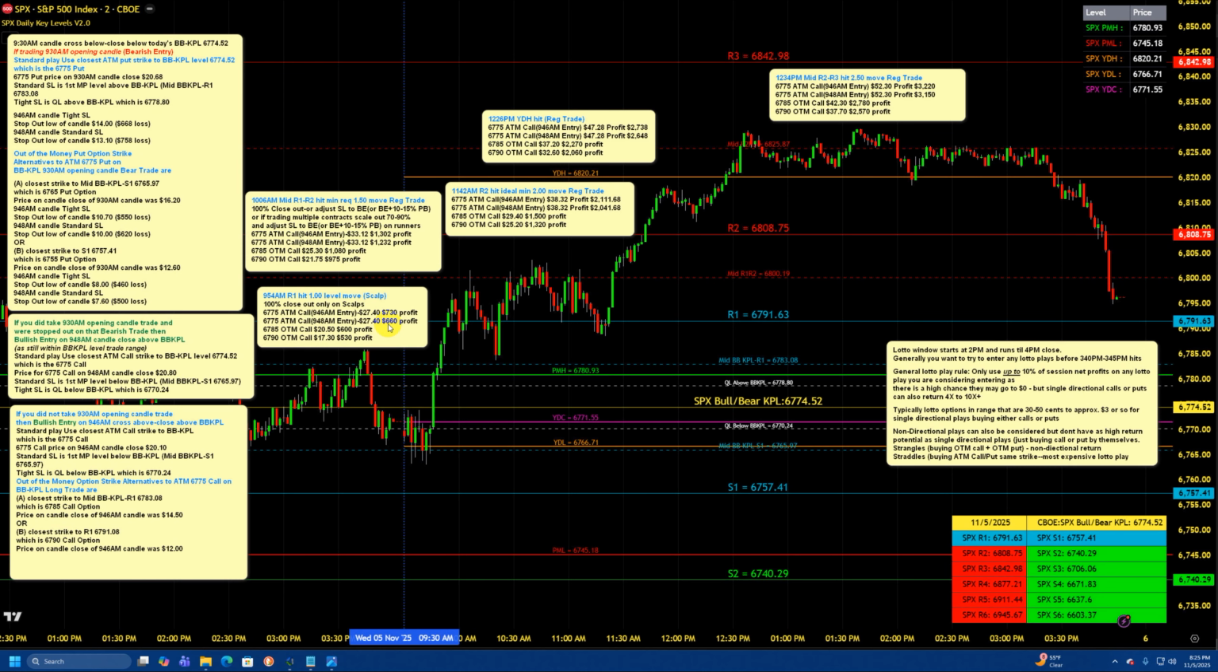But remember, if you're re-entering after being stopped out with this 660, you're going to have an offset because you had a loss. So just keep that in mind when we're looking at these different scenarios. Whereas the top one, you did not have a loss, so this is just straight profit, because you did not enter the 9:30 a.m. opening candle trade.